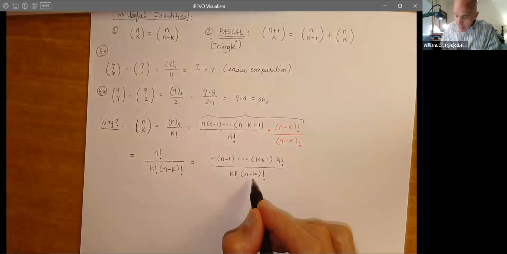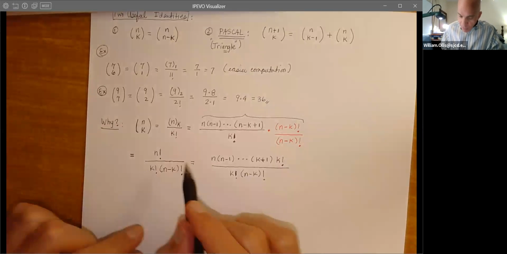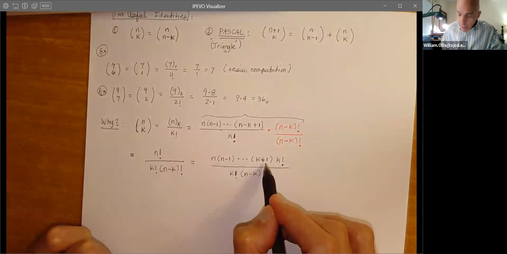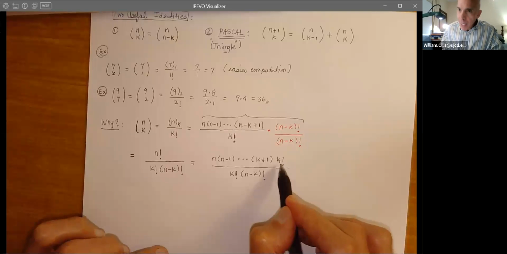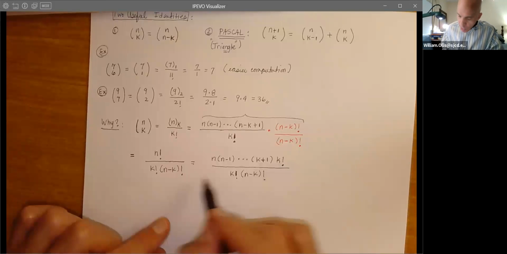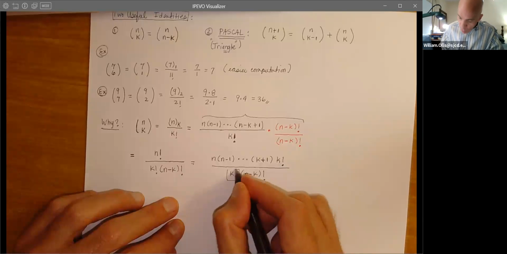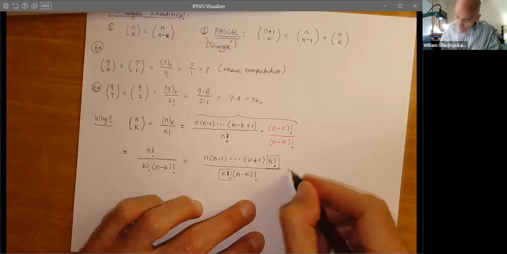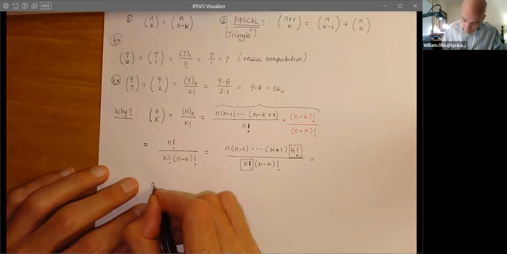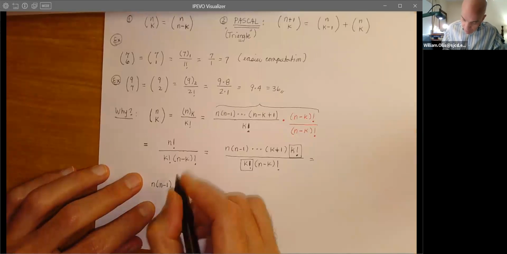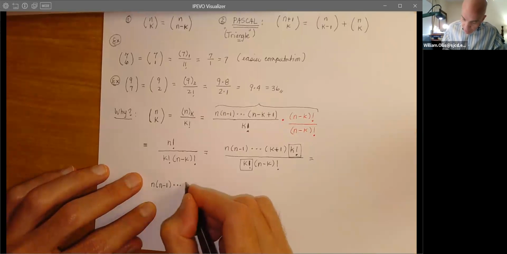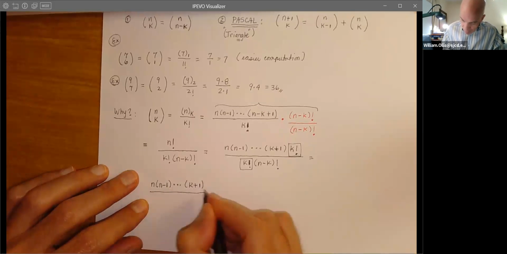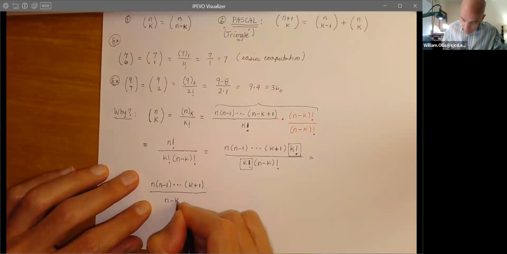Now, when we look at this, we're thinking, okay, so we're just getting kind of clever. So we take the n factorial and we march on down to k plus 1. And then the next factor would be k minus 1, k minus 2 on down to 1. So now we see the k factorial is absorbed. So this will be n times n minus 1 down to k plus 1. And then we have our n minus k factorial.